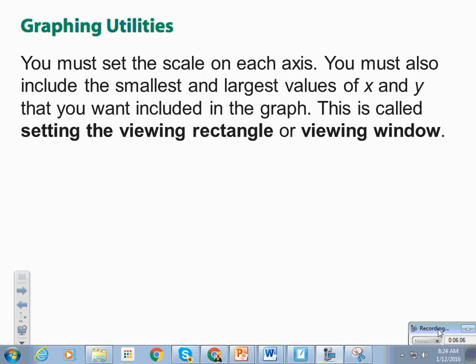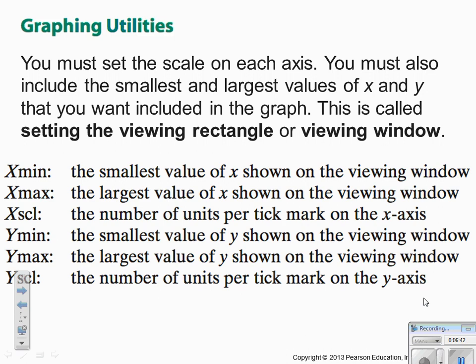All right, so we have the option to set the scale on each axis. When you set your scale, you include the smallest value and the largest value for X and Y, and that's called the viewing rectangle or the viewing window. So if you display a graph and it's not showing you the things you want, you know where your intercepts are, you know where the values you want to identify are, you can go back to your window and change your X min, X max, and your scale to fit what you want it to fit.